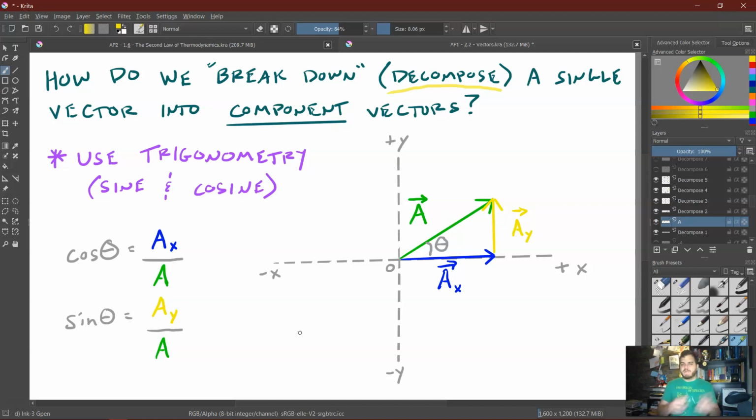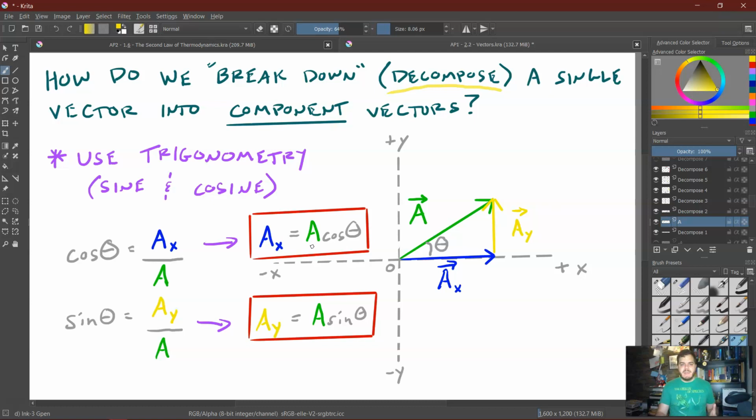So if I want to solve for A_x and A_y, all I have to do is multiply A by cosine theta and A by sine theta. Just multiply this across in both situations, and by doing that, we get this algebraic equation here.